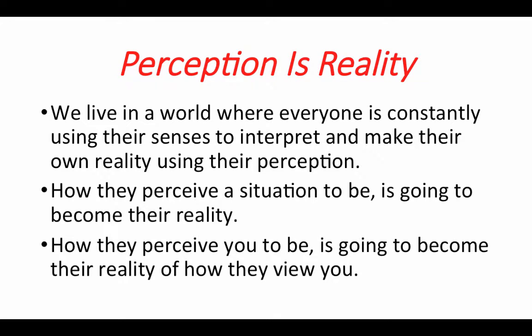One of the most powerful sayings is perception is reality. What do people mean when they say perception is reality? We live in a world where everyone is constantly using their senses to interpret and make their own reality using their perception. If you think about the guys in the beginning where one side is looking at a 6, one side is looking at a 9, they're never going to agree on what that number is based on their own perception, or how many railroad ties are there. How people perceive a situation to be is going to become their reality.